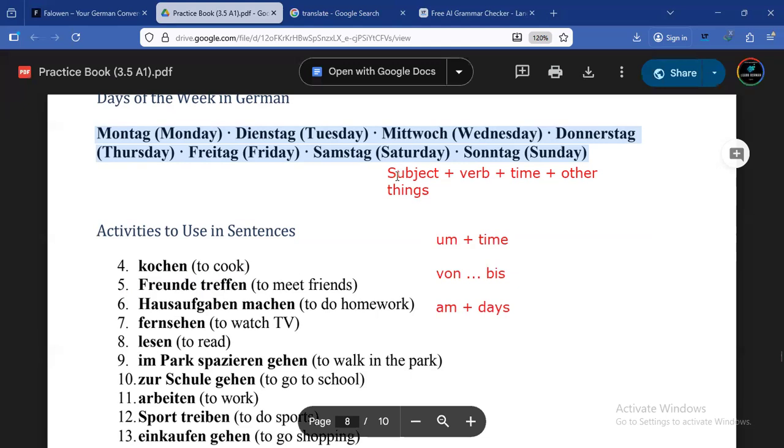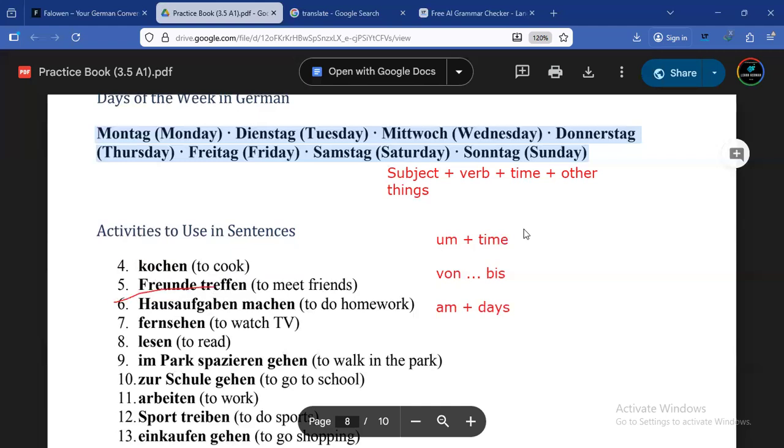So all you have to do is to pick your subject. The subject can be a pronoun, or it can be a human being. That one, I don't have a problem with it. So when you check Freunde and Treffen, where is the verb? Where is the noun? Treffen is the verb. Freunde is the noun.